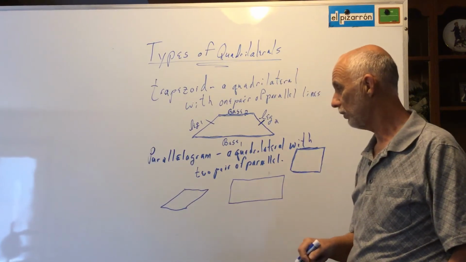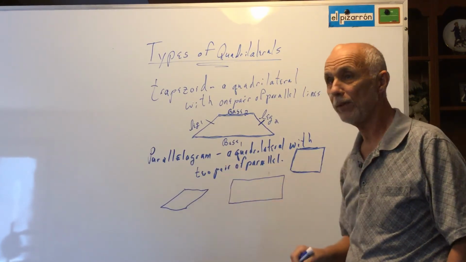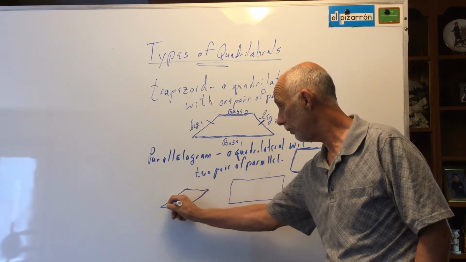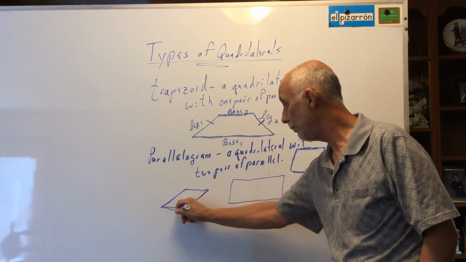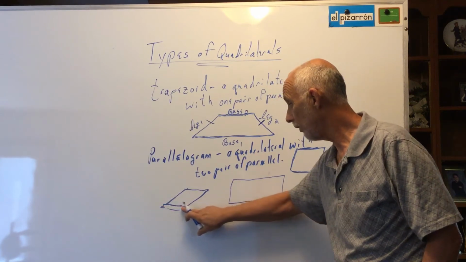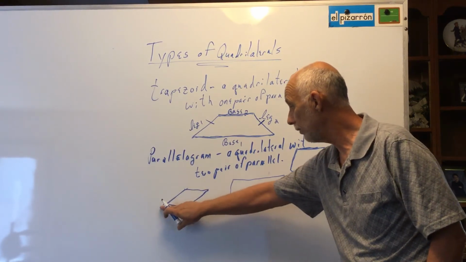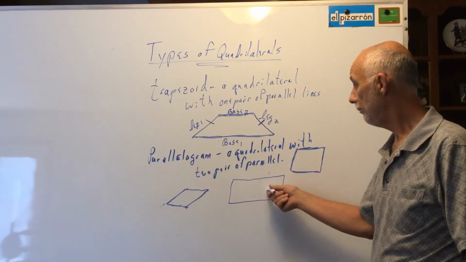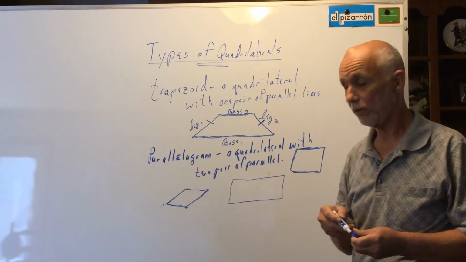And you say, that kind of looks like a diamond if you turned it up. Well, that's true. And a diamond is a parallelogram too, because all it needs to be a parallelogram is to have two pairs of parallel lines. One day I'll learn how to draw. But again, these are all different types of parallelograms.